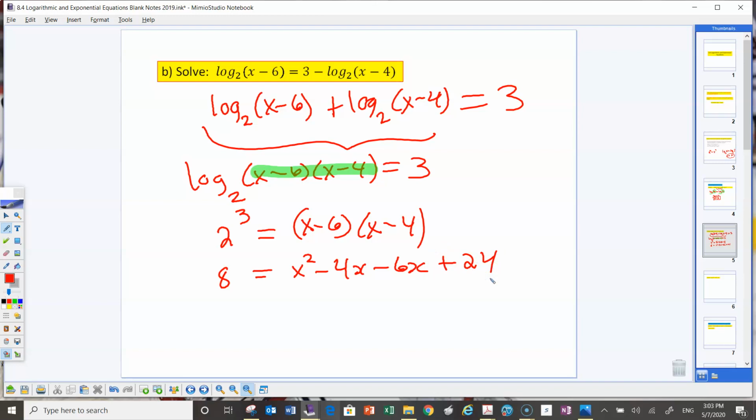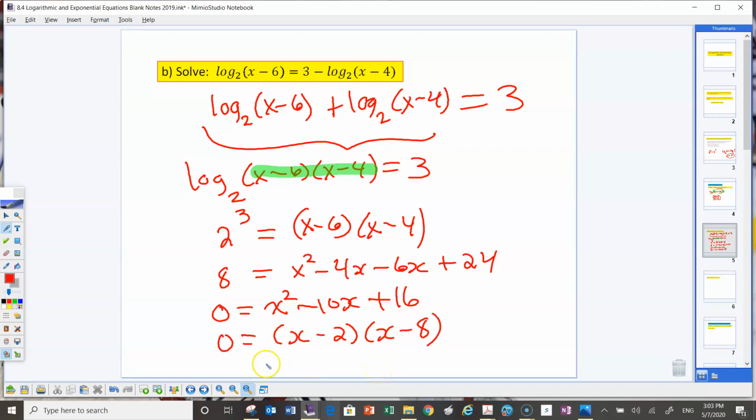So now I'm trying to solve a quadratic equation, so you should make it equal 0. So I have x squared minus 10x, and 24 minus 8 is going to be positive 16. And therefore, this will factor into x minus 2 and x minus 8. And therefore, x is 2 or x is equal to 8. Now, when you get your two solutions, you have to make sure that when you substitute them back in, they don't make those parts inside the logarithm negative. And you notice 2 will make those negative, so 2 is invalid. The only valid solution is 8.